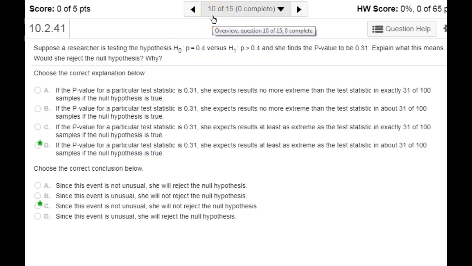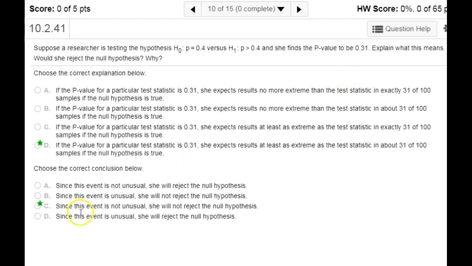So number 10, again, talking about hypothesis tests, you always have a null and an alternative. For this question, we're really focused on the p-value and what exactly that means and whether it causes us to reject the null hypothesis or not. So in this example, we have a p-value of 0.31. As a percentage, that would be 31%.